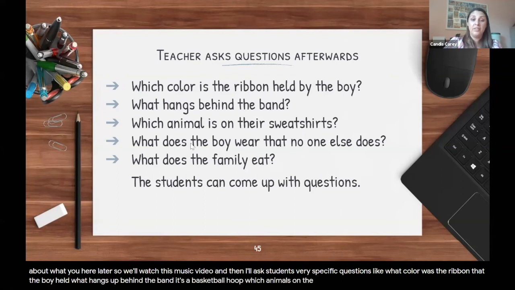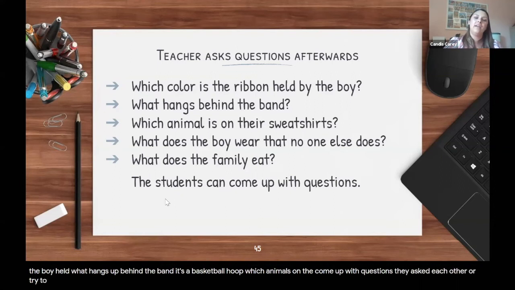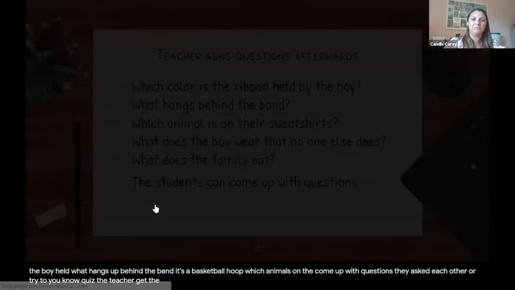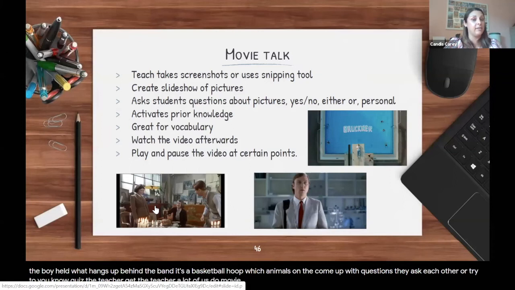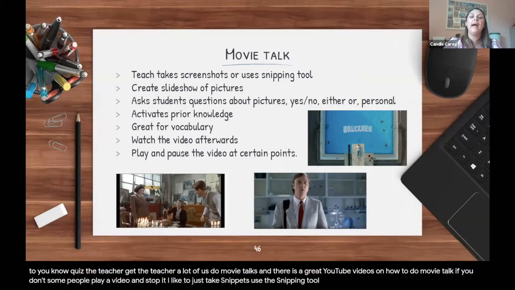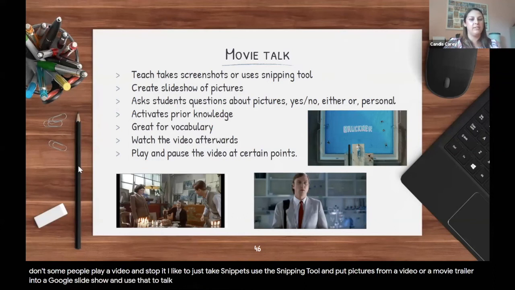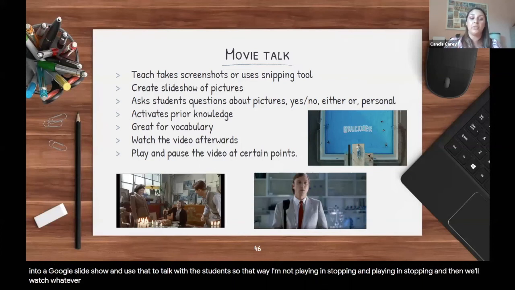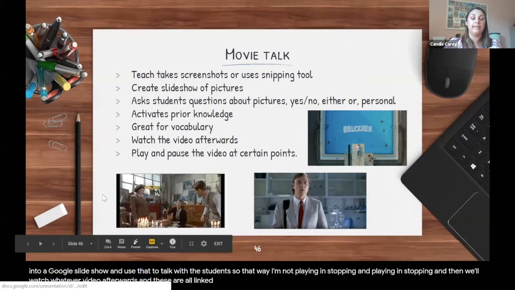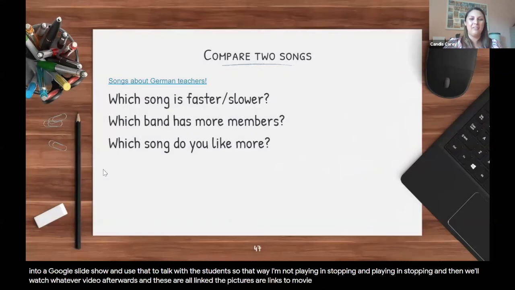Or you can have the students come up with questions to ask each other, or try to quiz the teacher, get the teacher. A lot of us do movie talks, and there's great YouTube videos on how to do a movie talk if you don't. Some people play a video and stop it. I like to just take snippets, use a snipping tool, and put pictures from a video or a movie trailer into a Google slideshow and use that to talk with the students. So that way I'm not playing and stopping and playing and stopping. And then we'll watch whatever video afterwards. And these are all links. The pictures are links to movie talks that I've made.